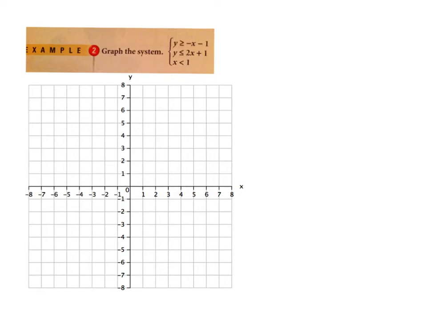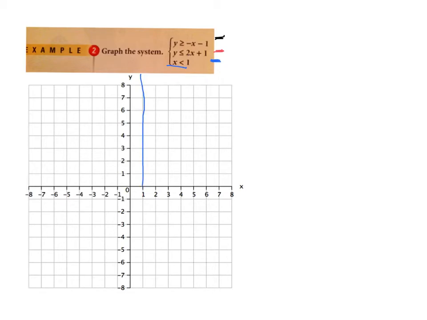Okay, so this is our second example for graphing a linear system. We have three lines here. We'll do this one in black, we'll do this one in red, and we'll do this last one in blue. I'm actually going to do the one in blue first because I see that it's a vertical line with x is less than.